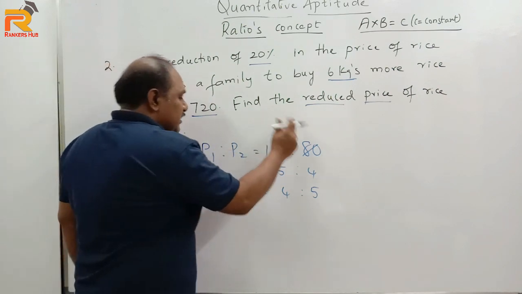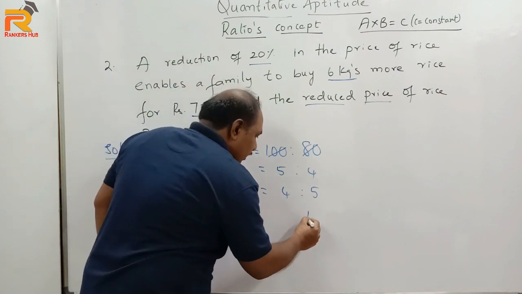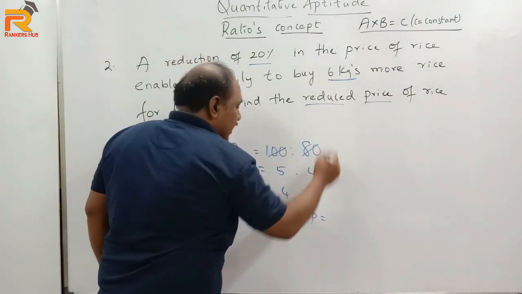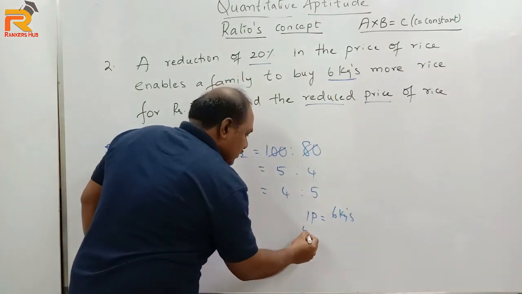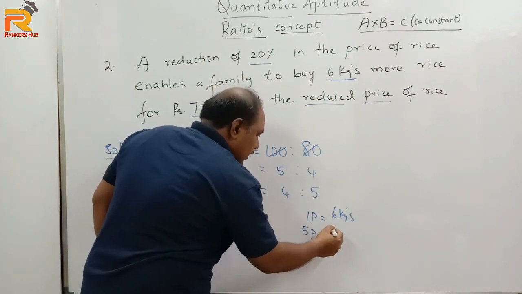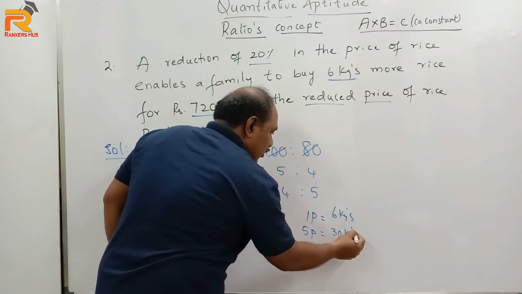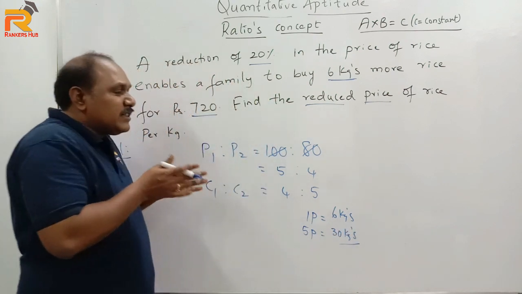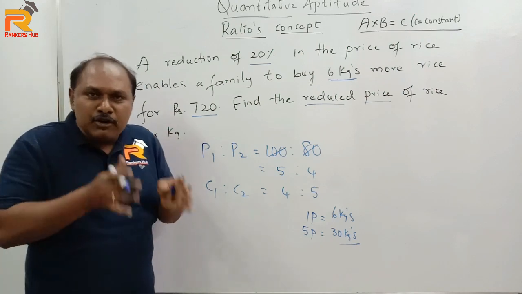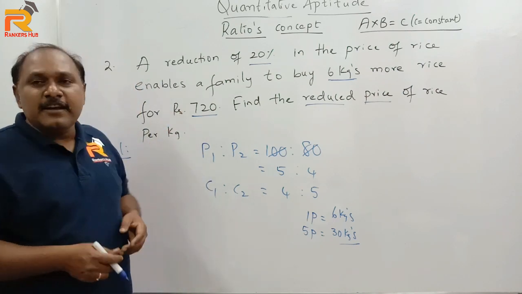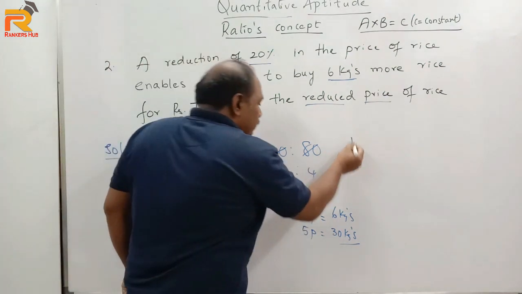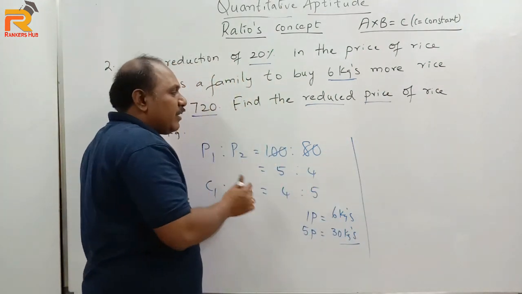Now the difference in consumption here is 1 part, and that 1 part is given as 6 kilograms. If 1 part is 6 kilograms, the new consumption is 5 parts, which should be 30 kilograms. So after reducing the price, the family is able to purchase 30 kilograms of rice for 720 rupees. So what is the price of rice per kilogram?